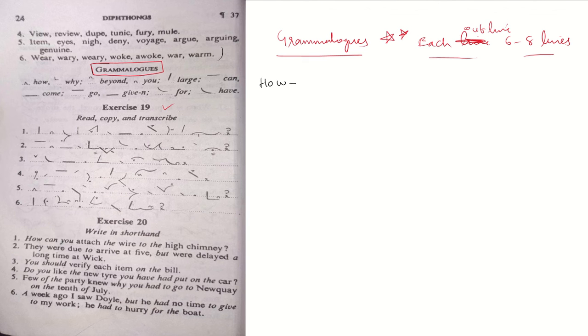Whenever you get "how" in any passage, simply write it small on the line, like the diphthong symbol. That symbol only we need to use here. Simply like this on the line, ow, ow, ow. Likewise, practice it 6 to 8 lines.